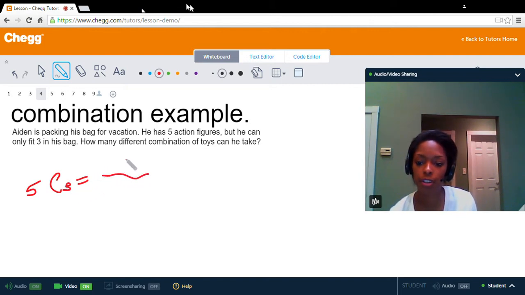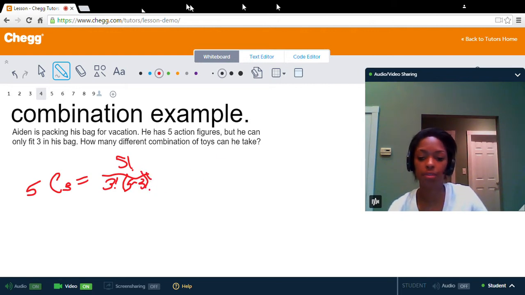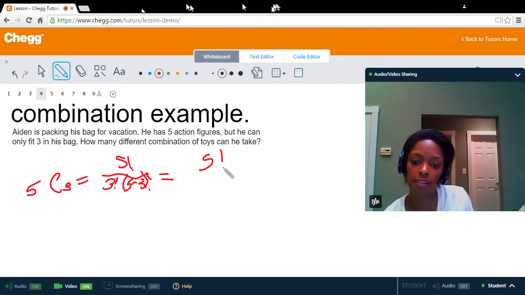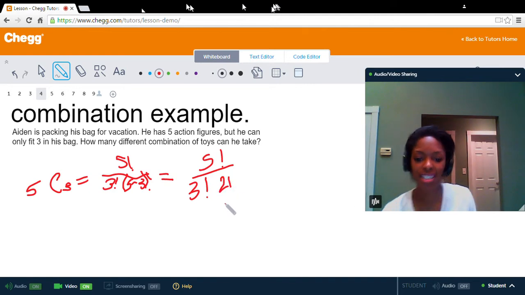You're going to do 5 factorial. Then you're going to do 3 factorial. Then you're going to open parentheses, 5 minus 3, close parentheses, factorial. So you're going to do 5 factorial over 3 factorial times 2 factorial. And then you're going to break it down and then show your factorial.